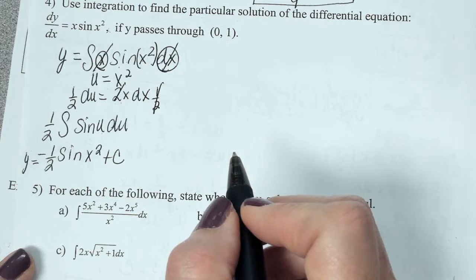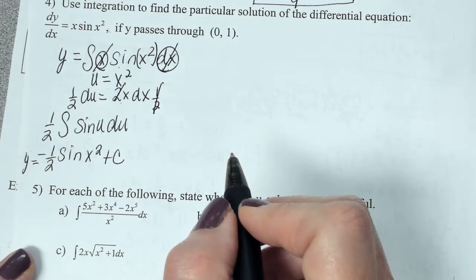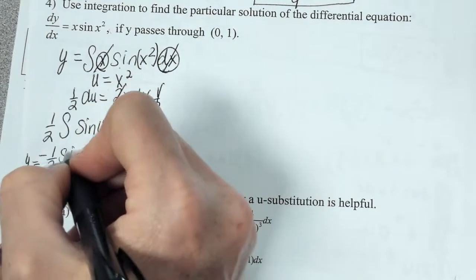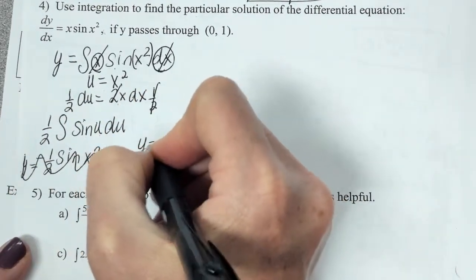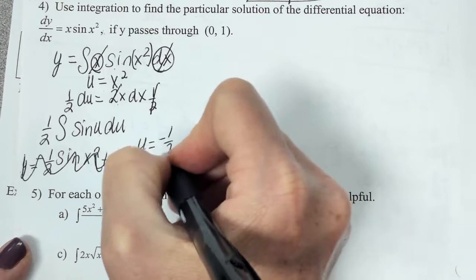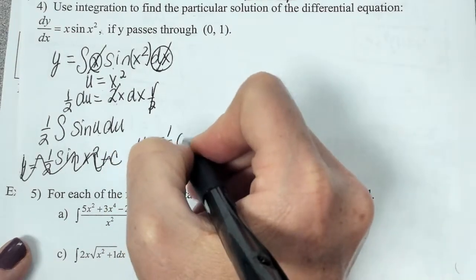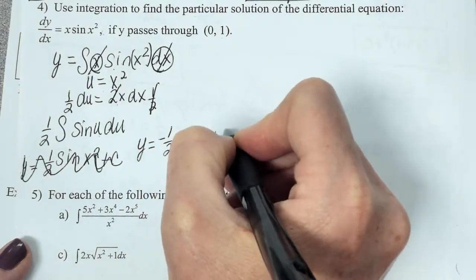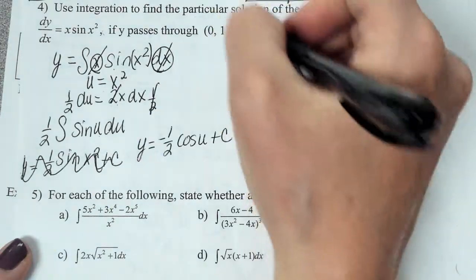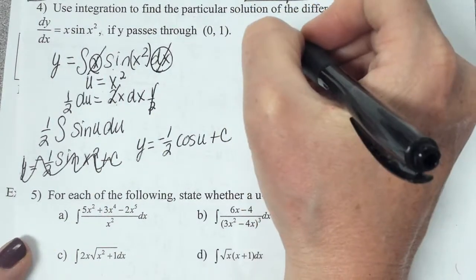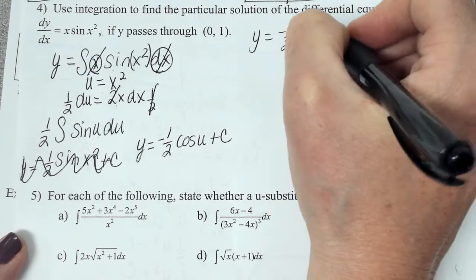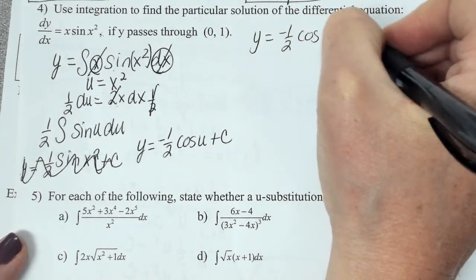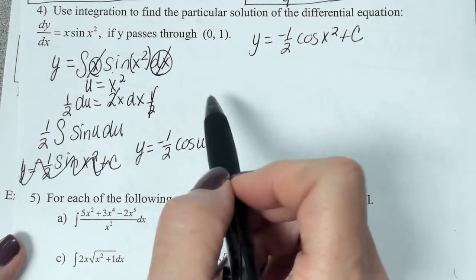Questions on that? What? Oh gosh, I'm sorry. I said cosine and I wrote, let me fix that. Sorry about that. It's y equals negative 1/2 cosine of u plus c. There we go. Which is y equals negative 1/2 cosine of x squared plus c. So there's our integral.